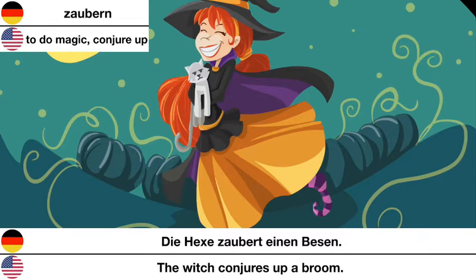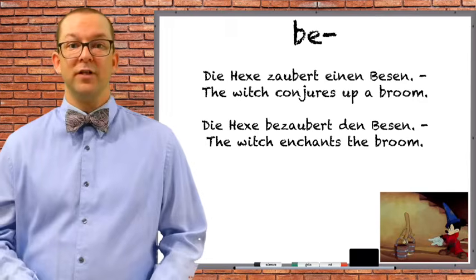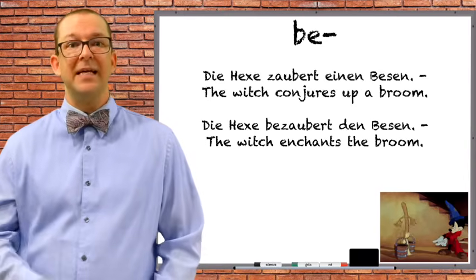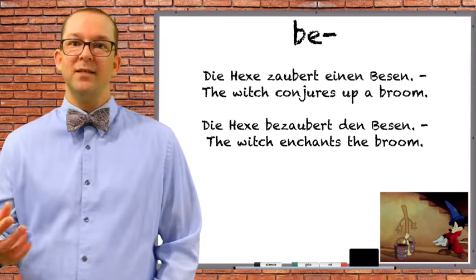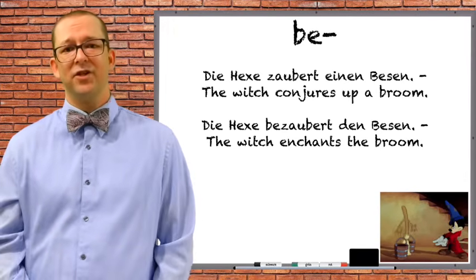The same is true for the difference between zaubern, to do magic or conjure up, and bezaubern, to enchant. Die Hexe zaubert einen Besen. The witch conjures up a broom. Die Hexe bezaubert den Besen. The witch enchants a broom. In the first one, the witch created a broom, probably out of thin air or out of nothing. In the second one, there is already a broom there and she enchants it, as in the movie The Sword and the Stone, Die Hexe und der Zauberer, or Fantasia.